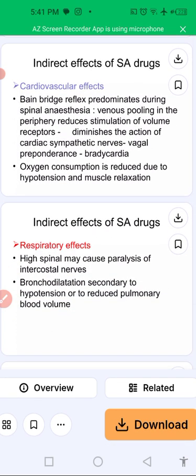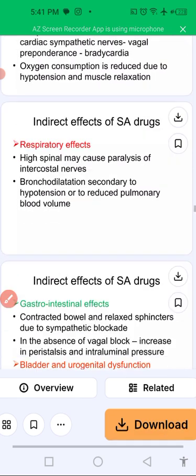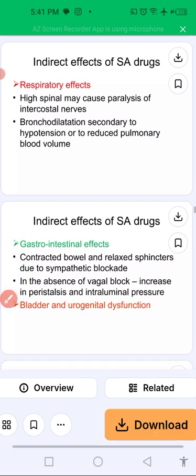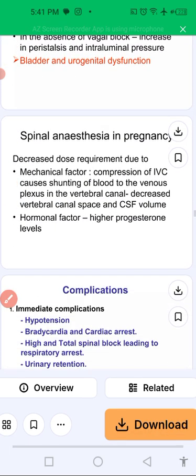There is also an indirect effect on respiration. High spinal may cause paralysis of intercostal nerves and bronchoconstriction secondary to hypotension, reducing pulmonary blood volume, which can cause shortness of breath. GI effects include bowel contraction due to sympathetic block, absence of vagal block, increased peristalsis, and increased intra-abdominal pressure. Bladder and urogenital dysfunction can happen if there is blockage.